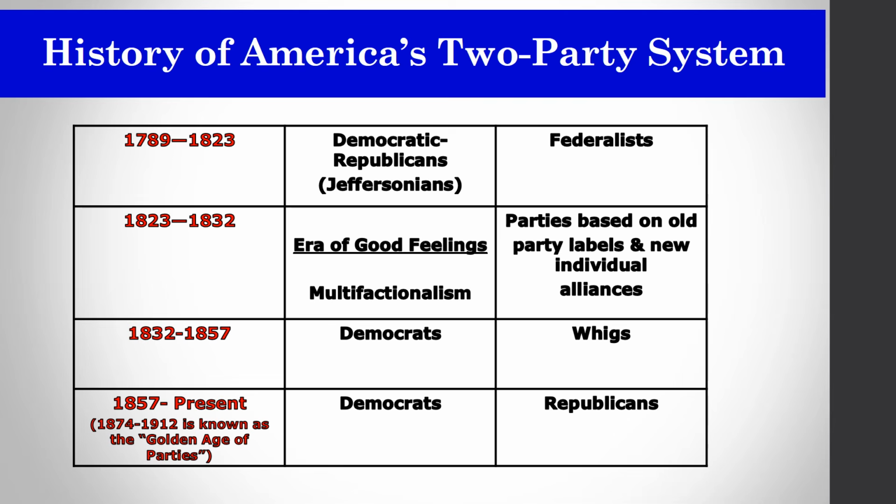I do want to stress, look, 1874 to 1912 is known as the golden age of parties. This particular era is interesting because this was when the political parties were at the height of their power, meaning that they had pretty much lock and control over certain cities or regions. There were these party bosses that basically would control the cities, and they had a lock on power.